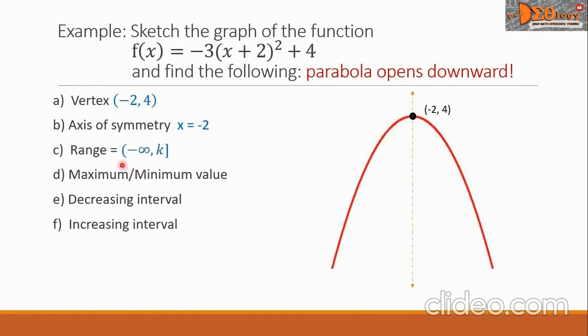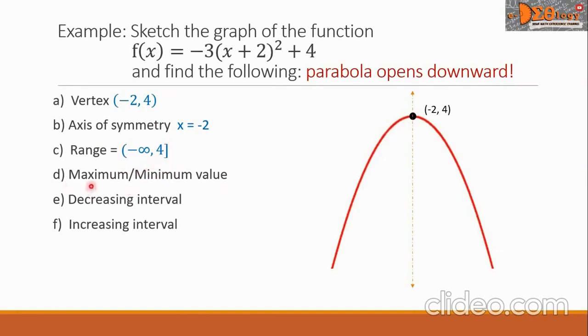For the range, we have the formula negative infinity, comma, k, and we use the square bracket. This k is the y-coordinate of the vertex. So we will just substitute the k. It becomes 4. The range now is negative infinity. Of course, we use the parentheses, then comma, 4, and the square bracket.